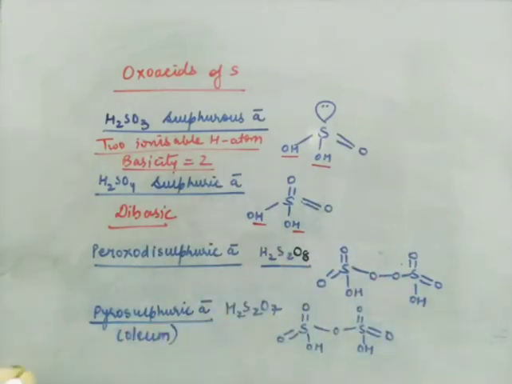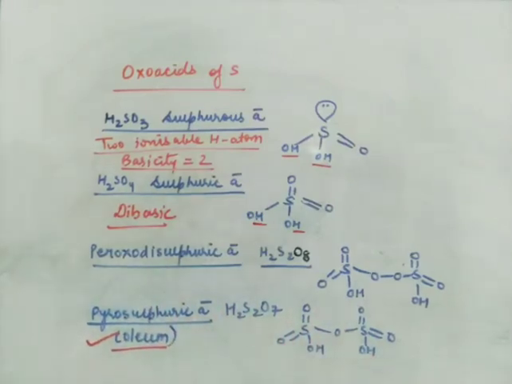And this is pyrosulfuric acid, that is H2S2O7. It is also known as oleum, and it is the starting material for the preparation of sulfuric acid, and it is also dibasic. So these are the structures of oxo acids of sulfur.